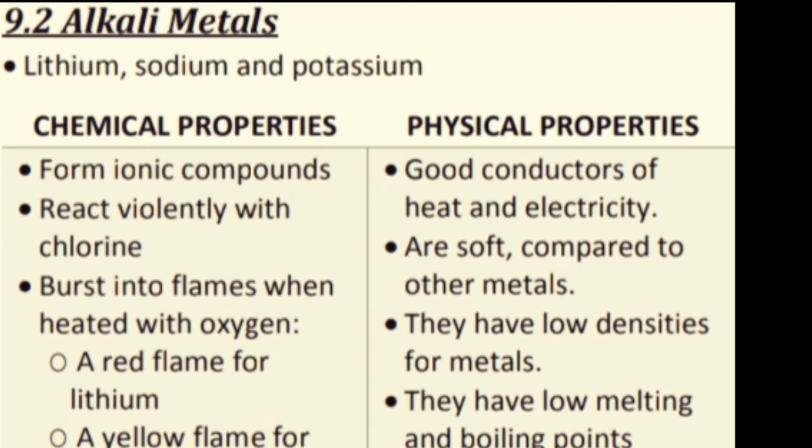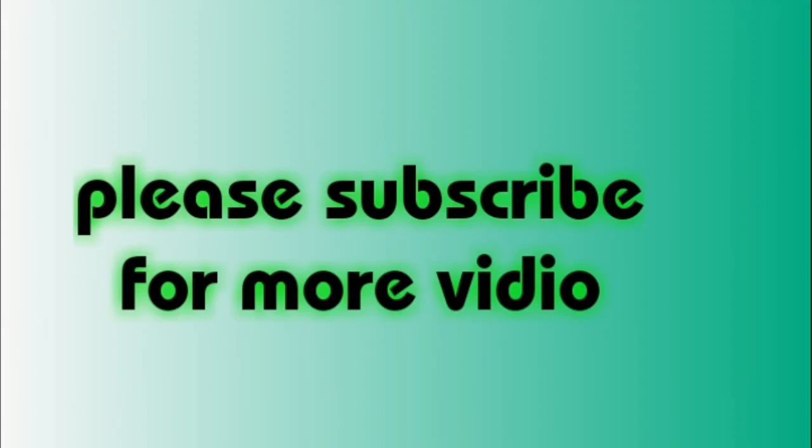In the flame test, these group 1 metals after burning in a non-luminous flame produce different colors. For example, lithium after burning produces a red color. Sodium produces yellow. Potassium produces lilac. Lithium red, sodium yellow, potassium lilac.